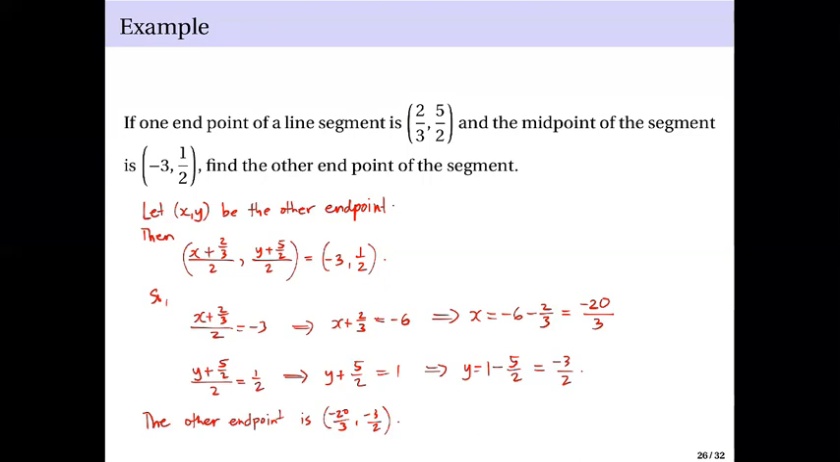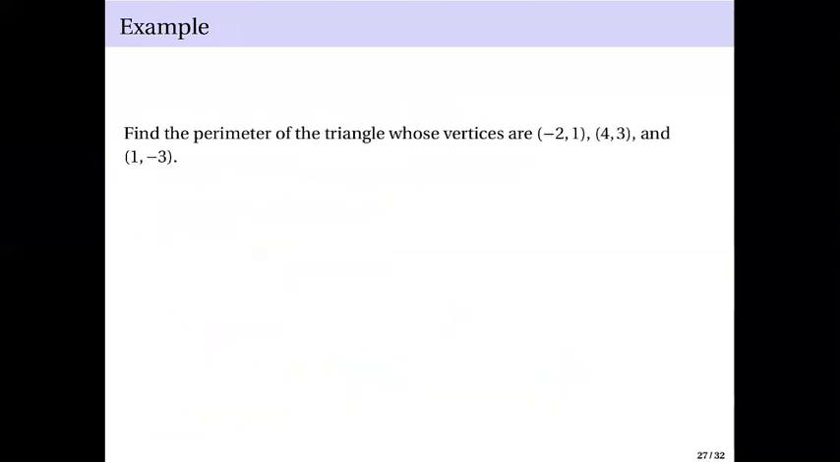Question. Next problem. Find the perimeter of the triangle whose vertices are (-2, 1), (4, 3), and (1, -3). Okay? So you just want the perimeter of the triangle. So it means you get the distance pairwise, and then you add those distances.